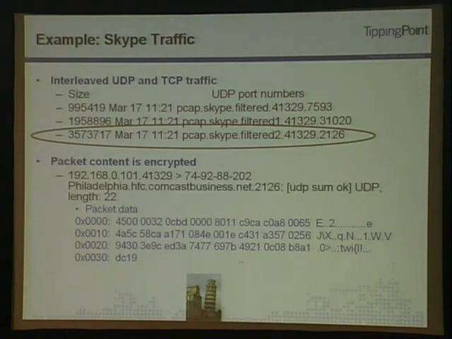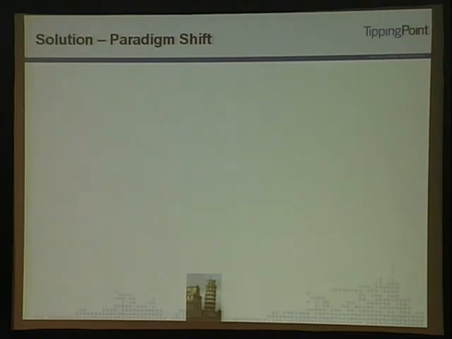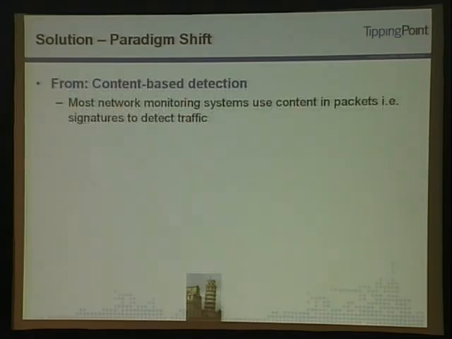So now we've got the whole paradigm shift going on. We're going from content-based detection. Content-based detection is the classic. It's great, but it doesn't work when you're trying to identify encrypted traffic.